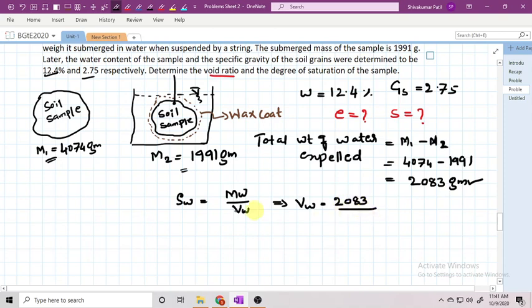2083 grams divided by the density of water. Density of water is nothing but 1 gram per cc. So 2083 is in terms of grams, the grams will get cancelled, and you will get the result in terms of cc. So 2083 cubic centimeter is the volume of water expelled out due to immersion of this soil sample.